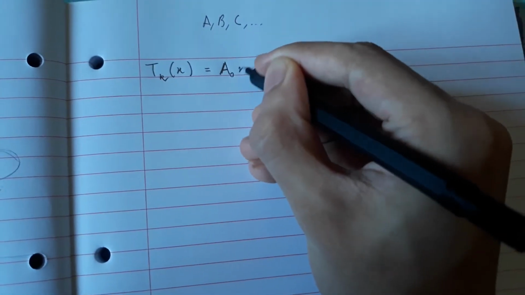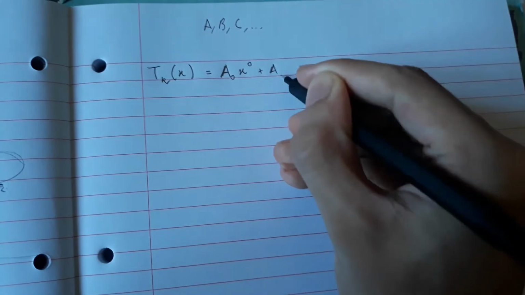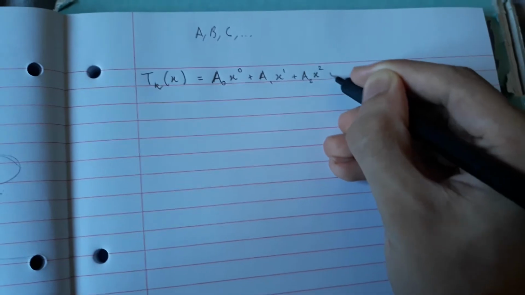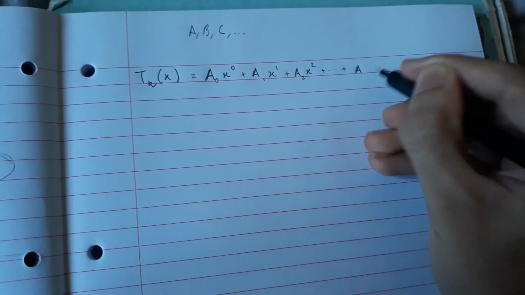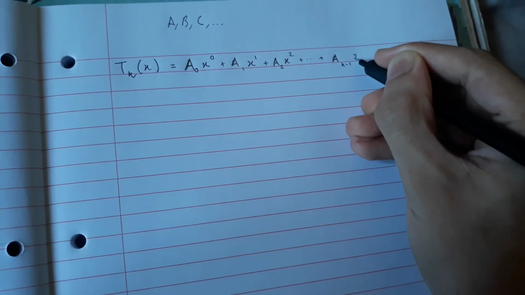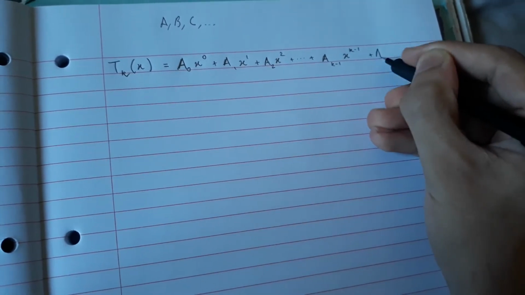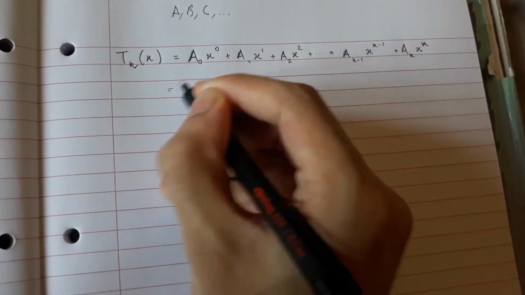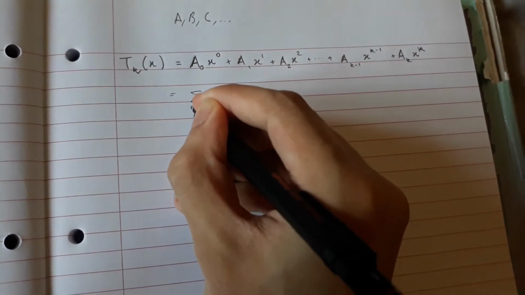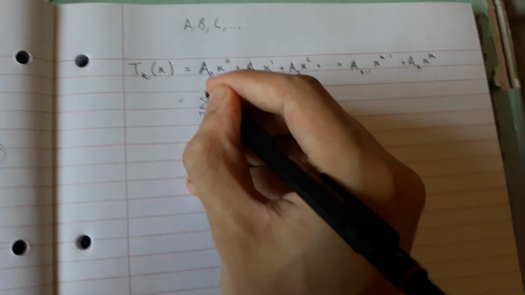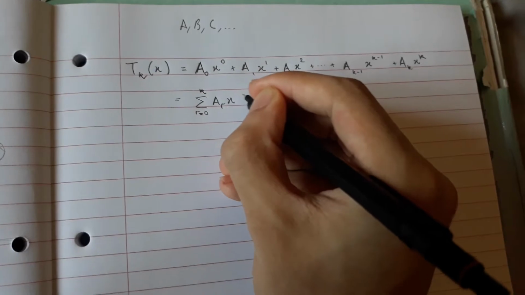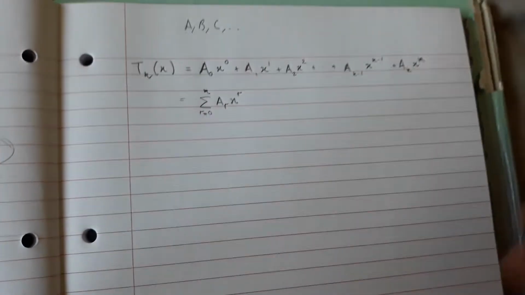a0 x to the 0 plus a1 x to the 1 plus a2 x to the 2 all the way up to a, let's say k minus 1 x to the k minus 1 plus a k x to the k. So that's the general form of a polynomial, and maybe you can write it like this if you want to: the sum from r equals 0 up to k of a r x to the r. So that's basically the same as that, okay?